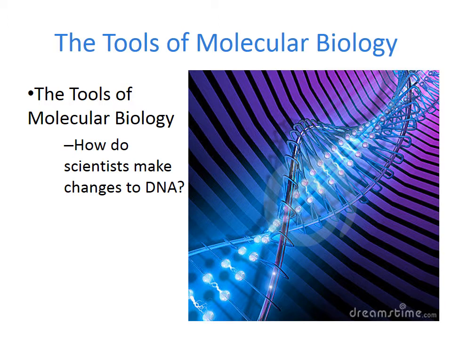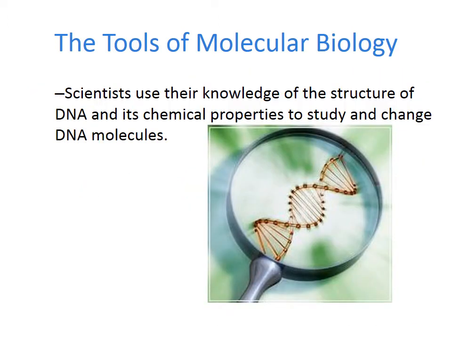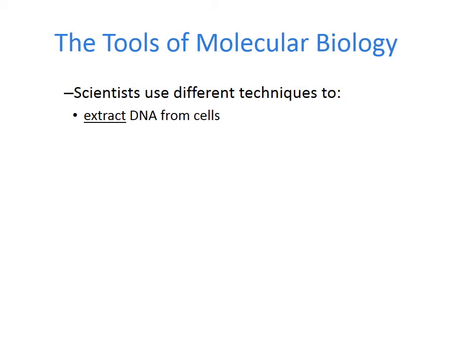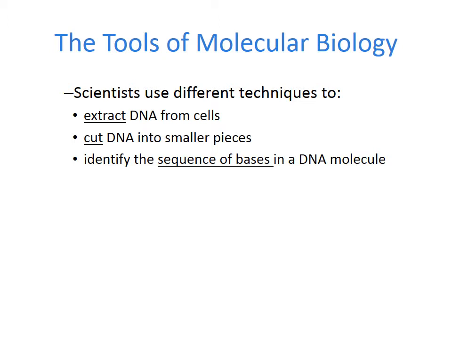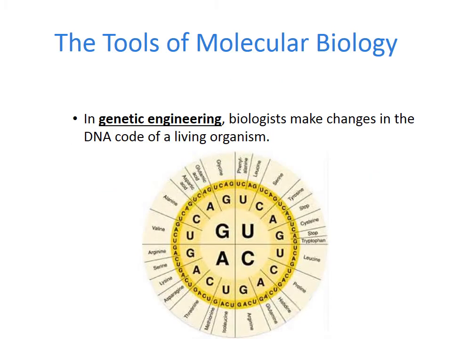So scientists want to make changes to DNA, right? In order to repair it or to make it better or things like that. So they look at what they know already. They know the structure of DNA, they know the chemical properties, and they study this to change DNA molecules. So they might use different techniques. They can extract the DNA from cells, they can cut the DNA into smaller pieces, and they now know how to sequence the bases in a DNA molecule. They also know how to make unlimited copies of the DNA in order to manipulate it and do experiments and study it. So in genetic engineering, biologists make changes in the DNA code of a living organism.